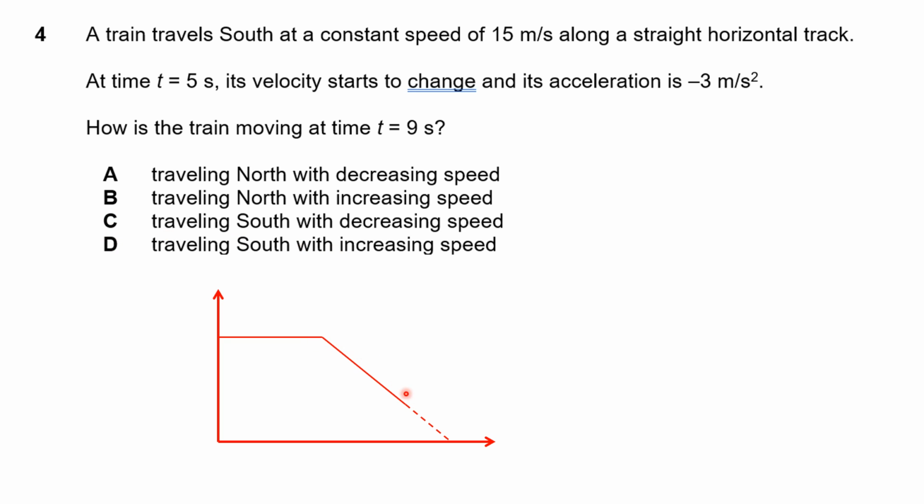But looking at the gradient of the graph, this is also very obvious. It is doing so at a decreasing speed. So the answer here is option C, traveling south with decreasing speed.